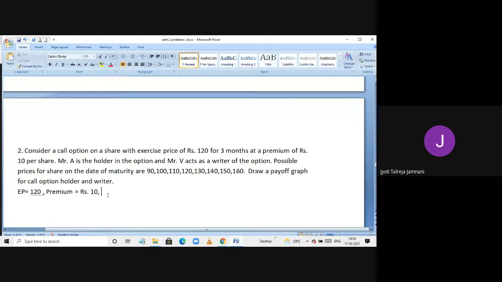Mr. A is the holder of the option and Mr. V acts as the writer of the option. Possible prices for shares on the date of maturity are 90 to 160. Draw a payoff graph for a call option holder and writer. So they've given us the exercise price and the premium, for a 3 month.